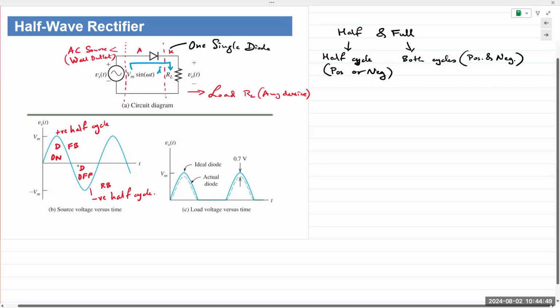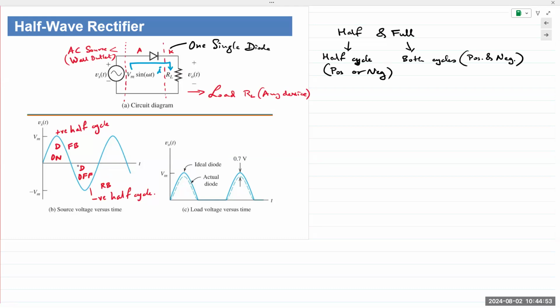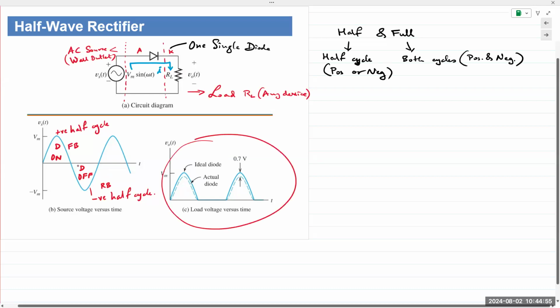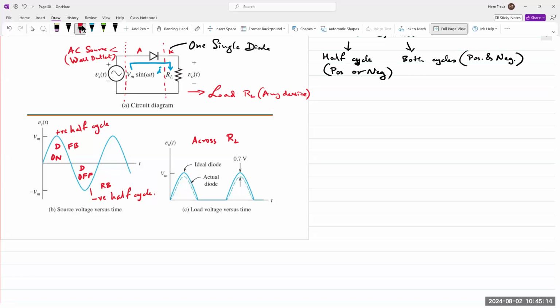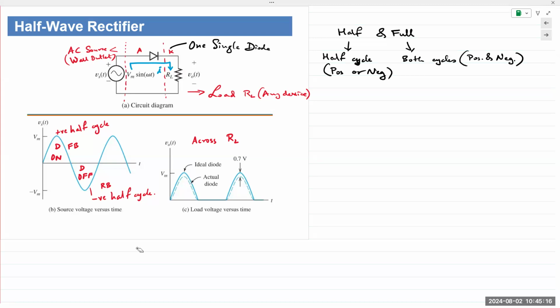So it's off. And so across the load resistor, the voltage, if you monitor it, looks like this. V out of t is the voltage measured across RL. At this point, let's take a pause. You think over that operation and let me know if you have any questions.